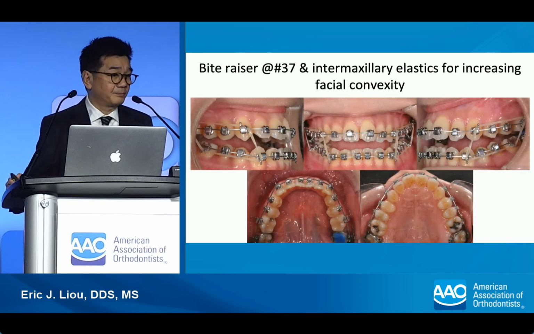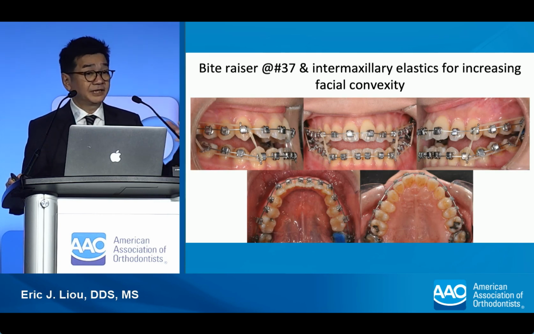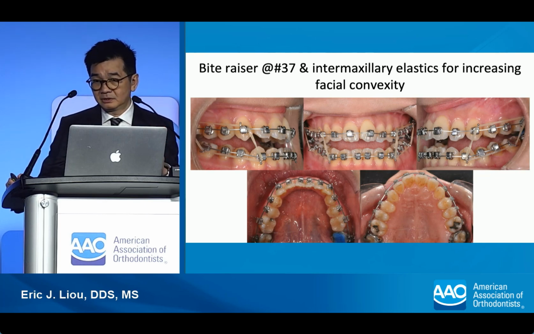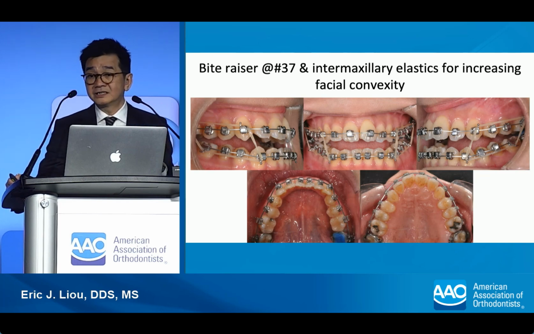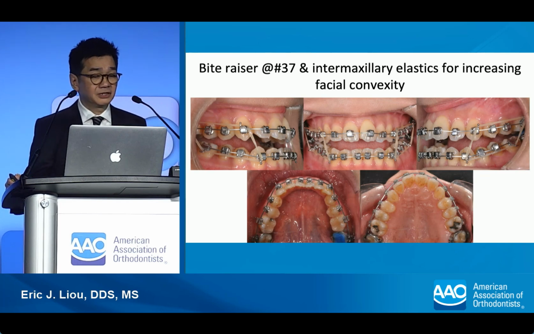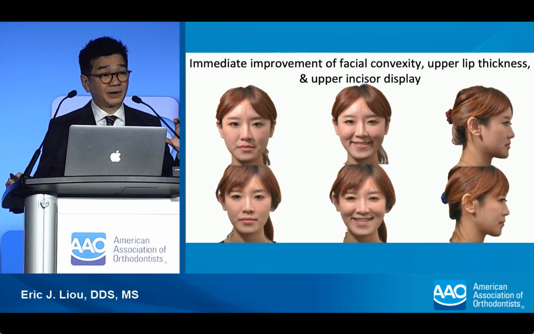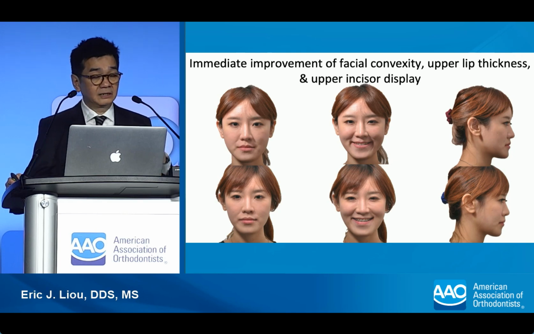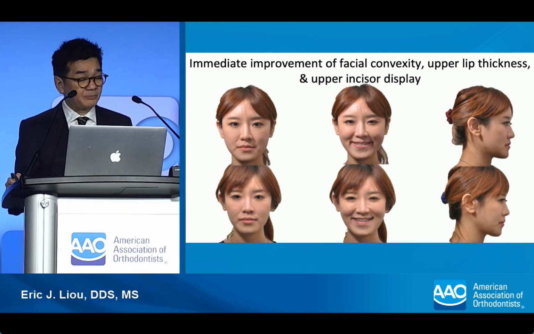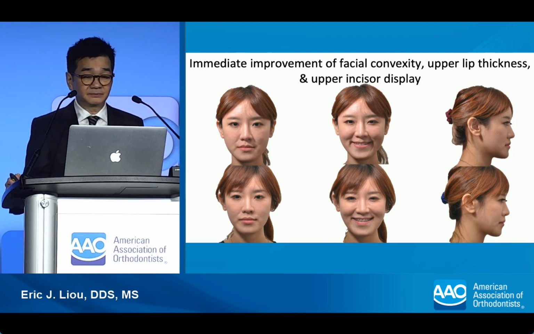My plan for her, because the first aim for a class 3 patient is to increase the facial convexity, was that the first step would be to use a bite raiser with intermaxillary elastics to increase the facial convexity. You can see that immediately after I used the bite raiser, the facial convexity increased and she looks better now, with an increase of upper incisor display and the upper lip thickness also increased a little bit.